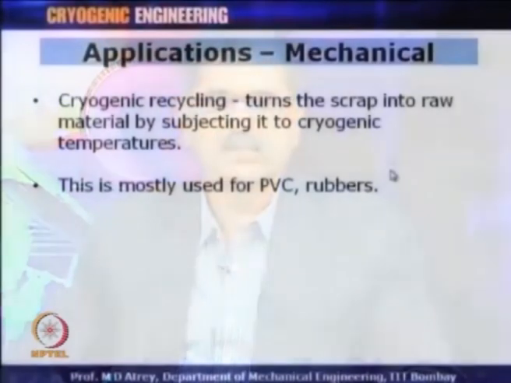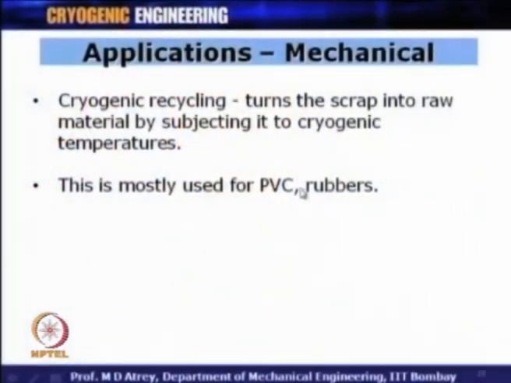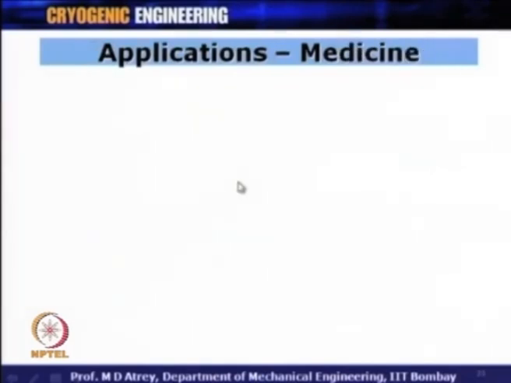So if you have got a huge raw material, for example PVC, rubbers and plastics, etc., you can give a cryogenic treatment to those things. You can give a cryogenic recycling treatment to those, subject it to low temperature and crush it to powders. Various designs are available, various systems are being followed all over the world. This forms a very important application of cryogenics in mechanical engineering.